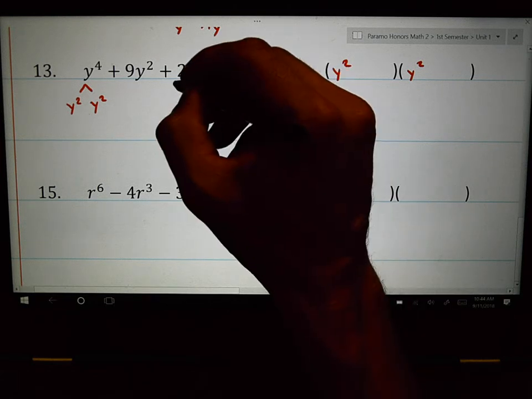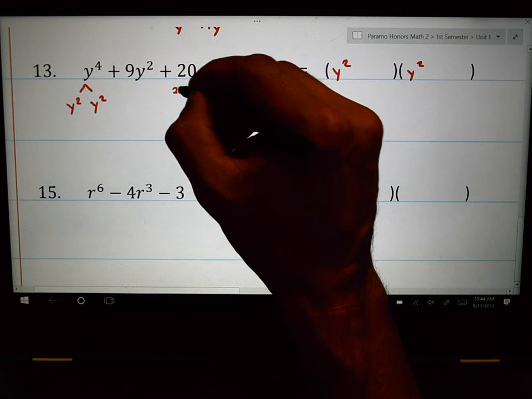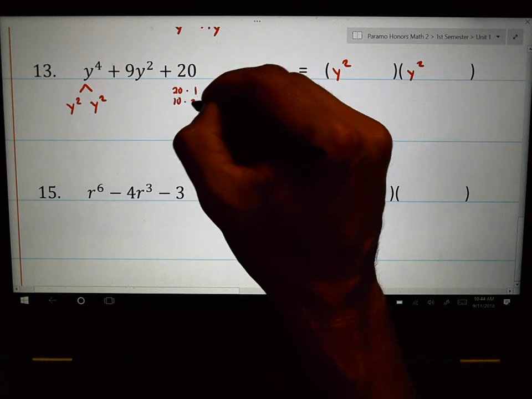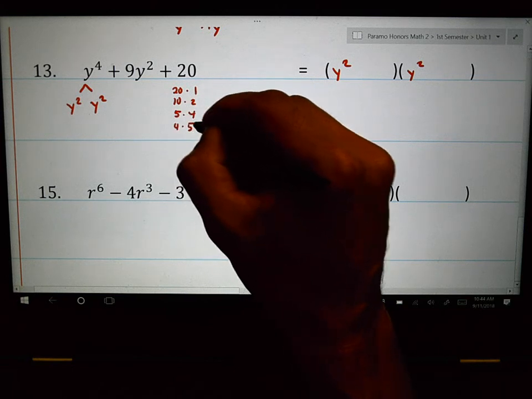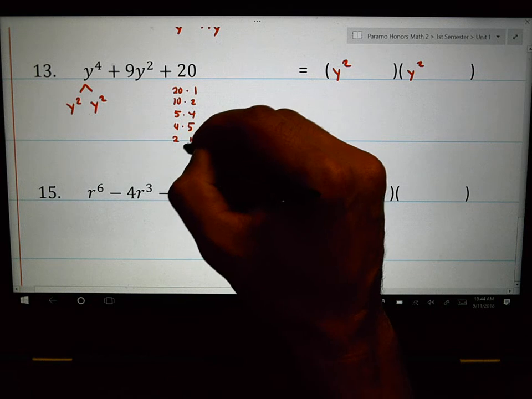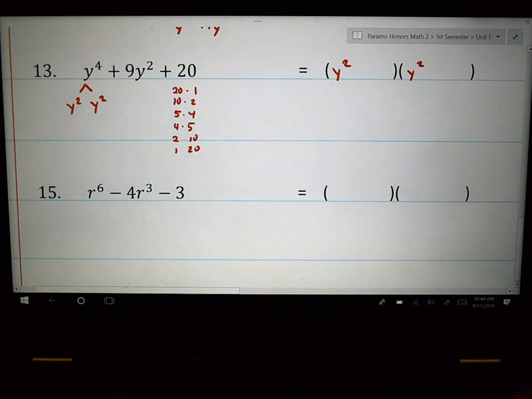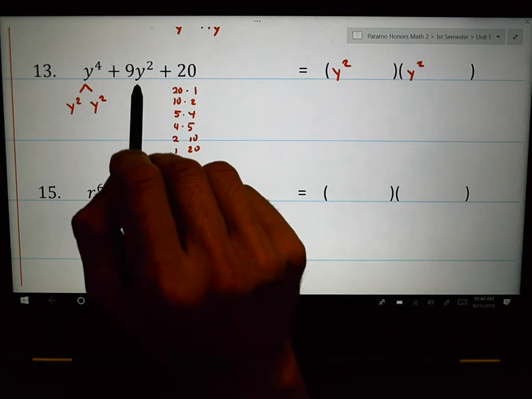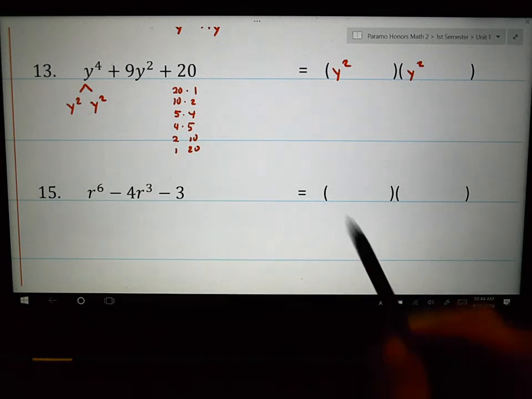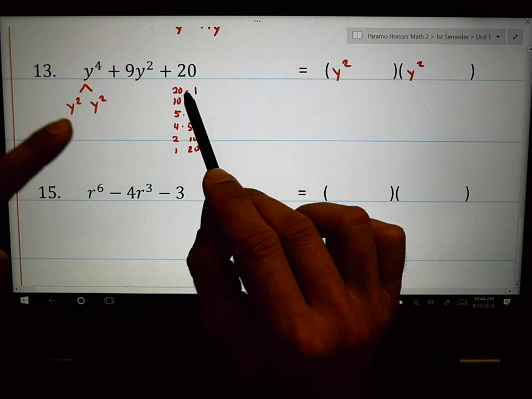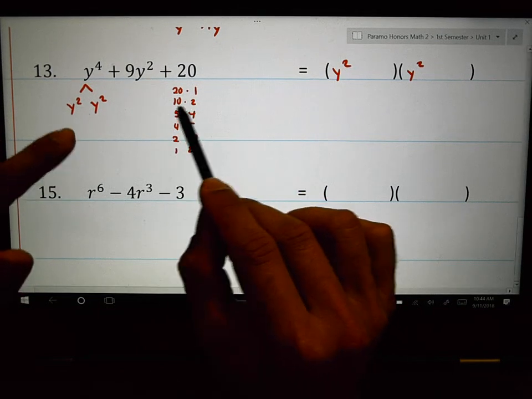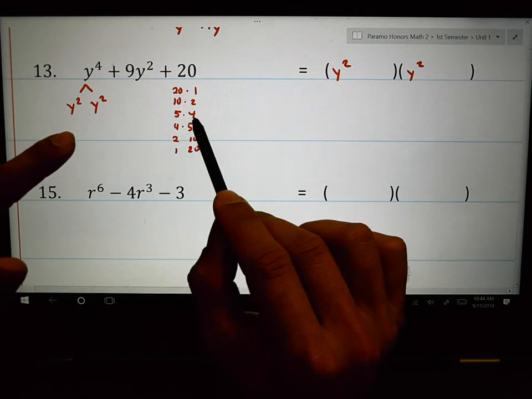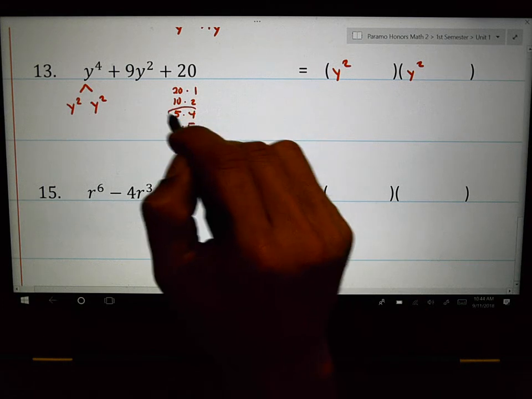The 20, I have a couple different options. 20 times 1, 10 times 2, 5 times 4, 4 times 5, 2 times 10, 1 times 20. Lots of different choices here. And what we need to do is figure out which ones are going to add together to get to 9y squared. In your head, you can probably eliminate 20 and 1, 10 and 2, that makes 8 or 12, 5 and 4, ooh, how about that one? You guys are going to get real good at that.